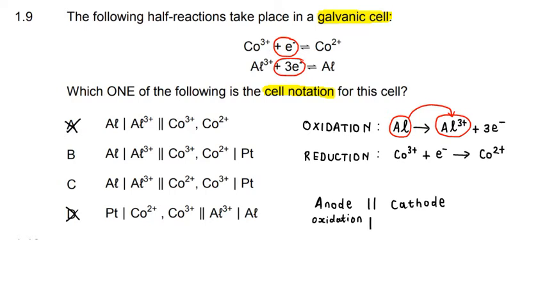Now we have our salt bridge. We see both of them have a salt bridge. At the cathode, we have reduction happening, and for the reduction, we want to see the cobalt 3 plus ions going into cobalt 2 plus ions. So it all just comes down to the order over here: 3 plus first and then 2 plus. You can see it there, 3 plus and then 2 plus. So our answer is option B.